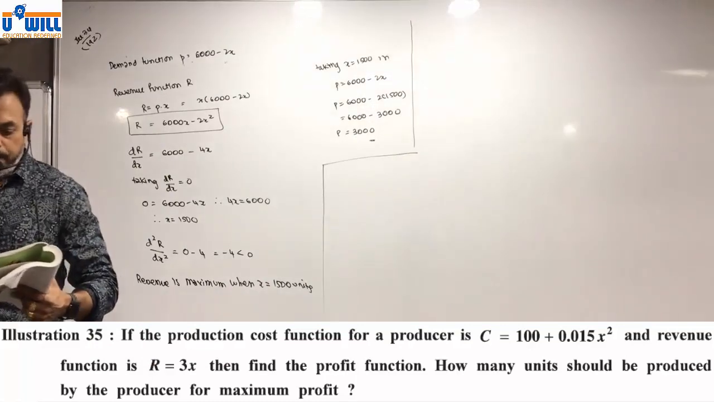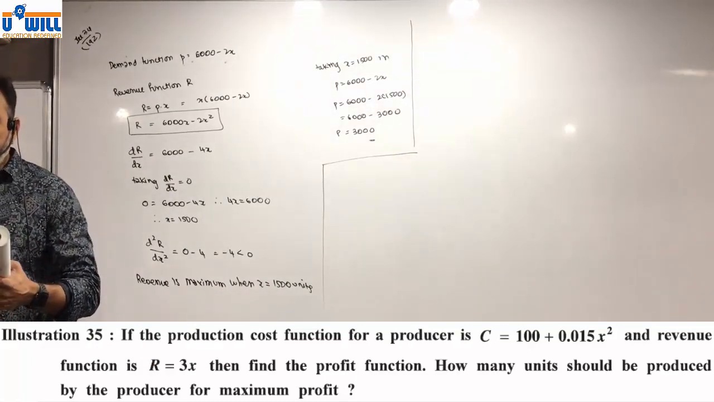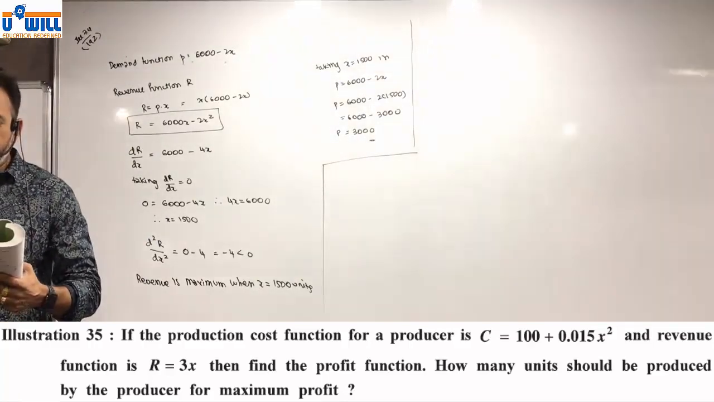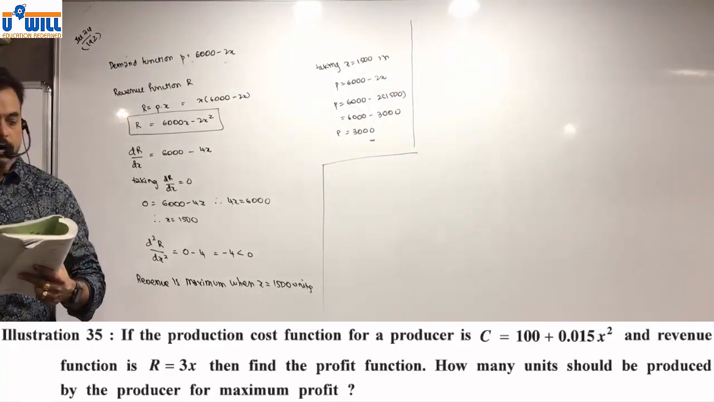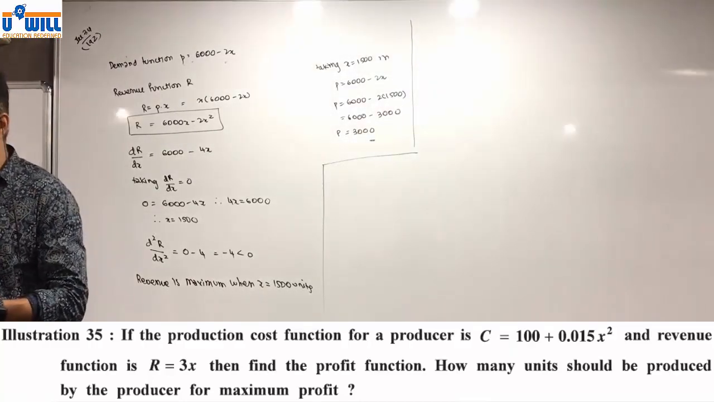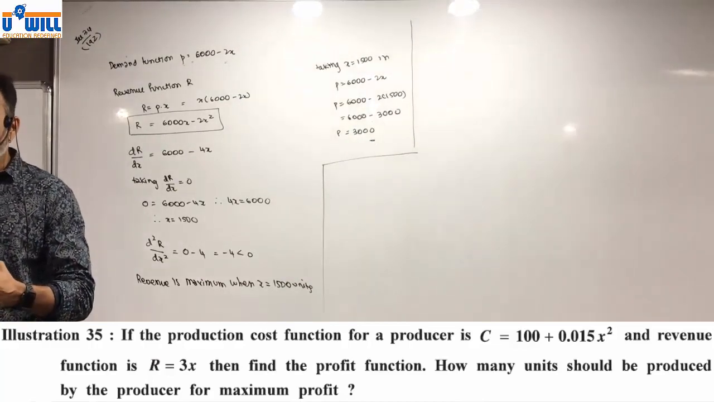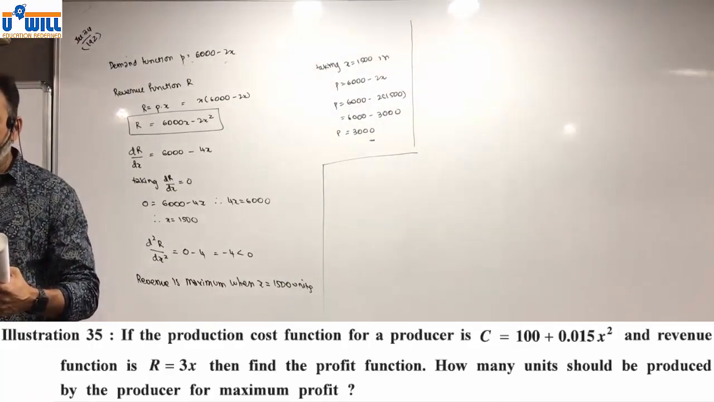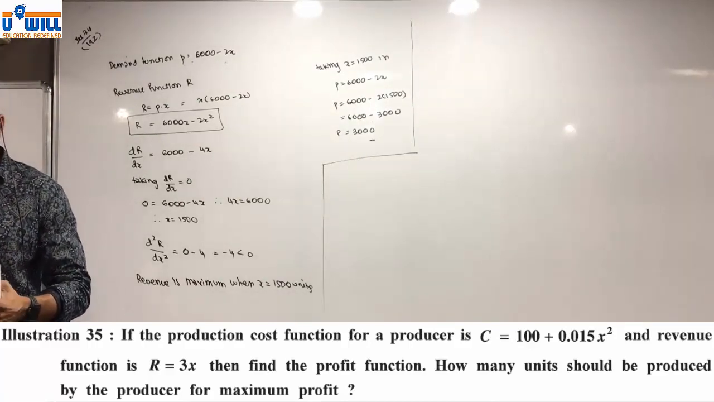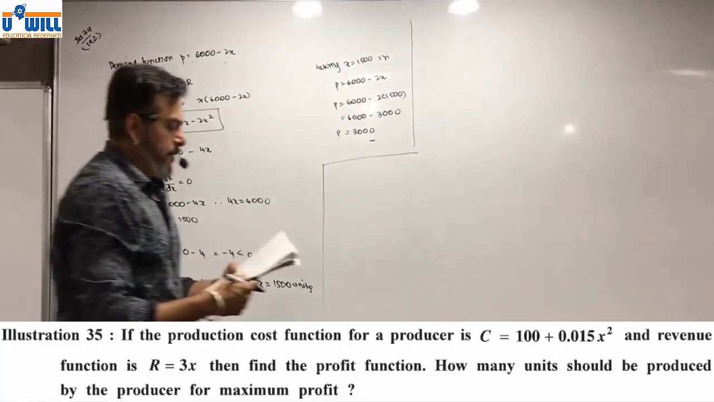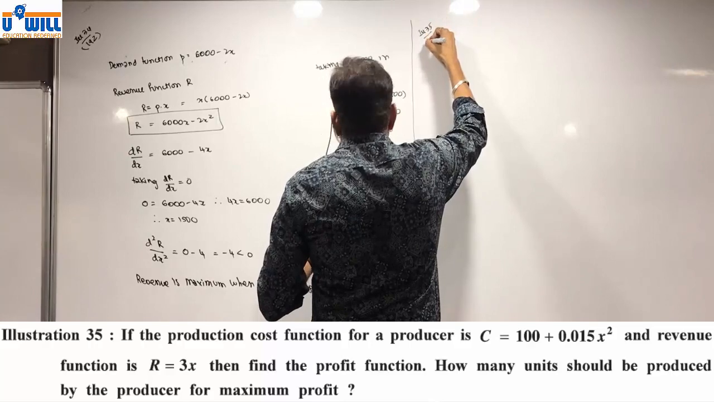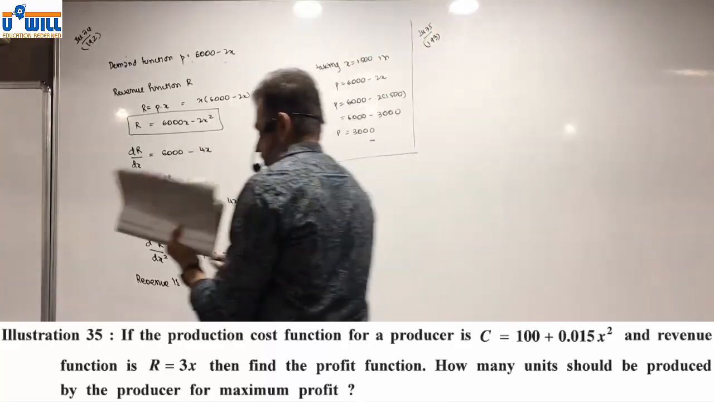Illustration 35. If the production cost function for a producer is C is equal to 100 plus 0.015x square and the revenue function is R is equal to 3x, then find the profit function. How many units should be produced by the producer for maximum profit? Mark this important. Illustration 35, page number 193.